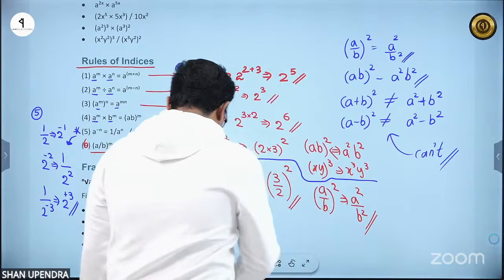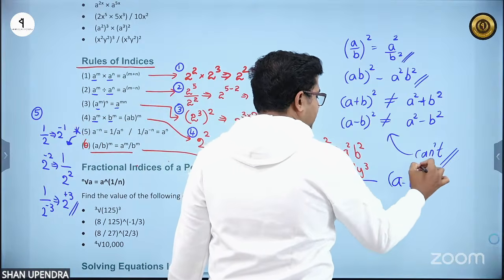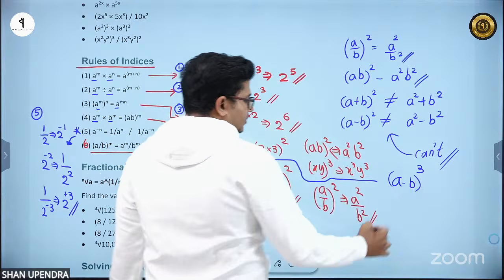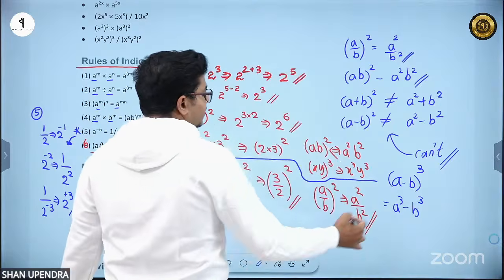Again, I mean (a minus b) to the power 3. You can't write in this way. You can't. This is wrong. Good. You can't write like that.